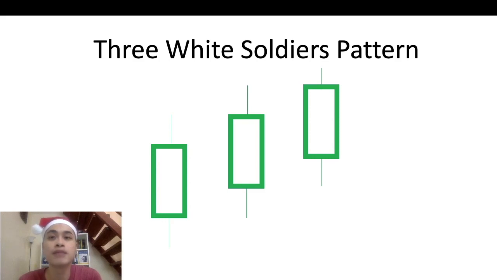The three white soldiers pattern is a very bullish signal. When it appears in a downtrend, this suggests that the buyers have managed to take control of not one, but three consecutive days of trading. With such bullish momentum, this can indicate that the downtrend and the decline is about to reverse.